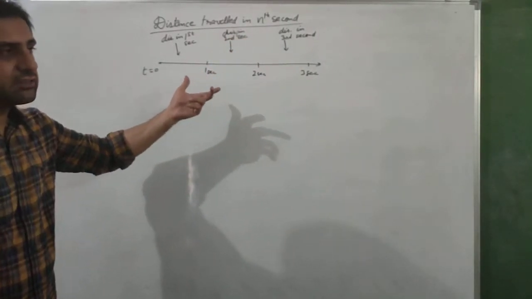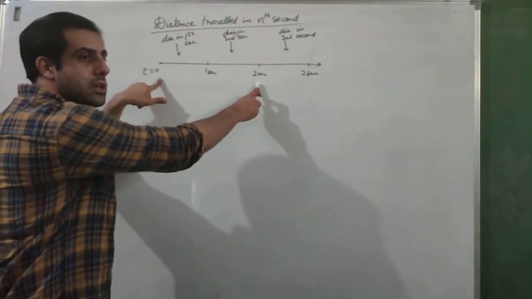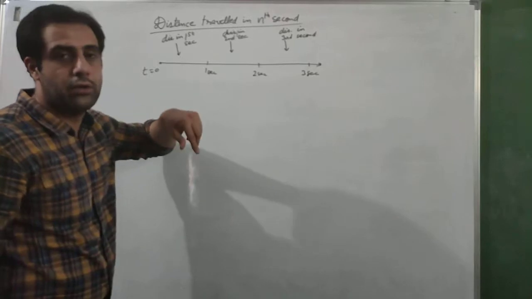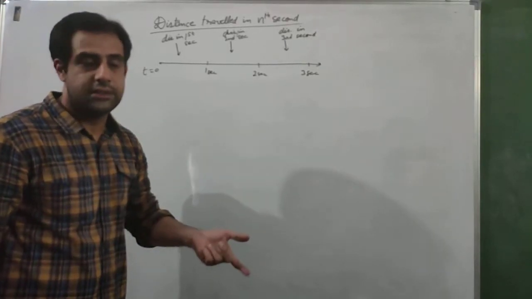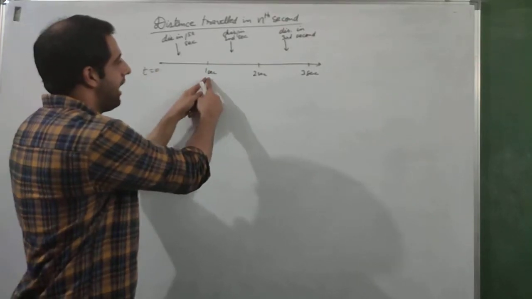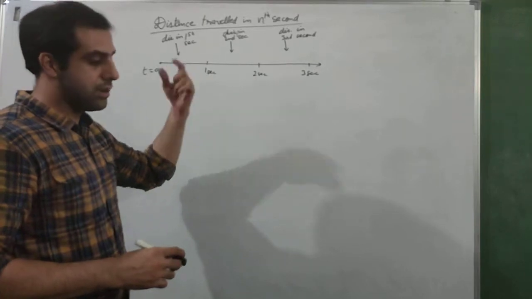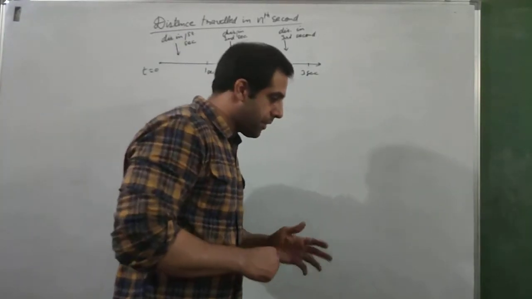If the question says find out the distance traveled in 2 seconds, then this will be the distance traveled in 2 seconds. But if the question says find out the distance traveled in the second second, then it will be only this much. From here to here it is the first second, and here to here it is the second second. So this will be the distance traveled. So we are going to derive the formula.